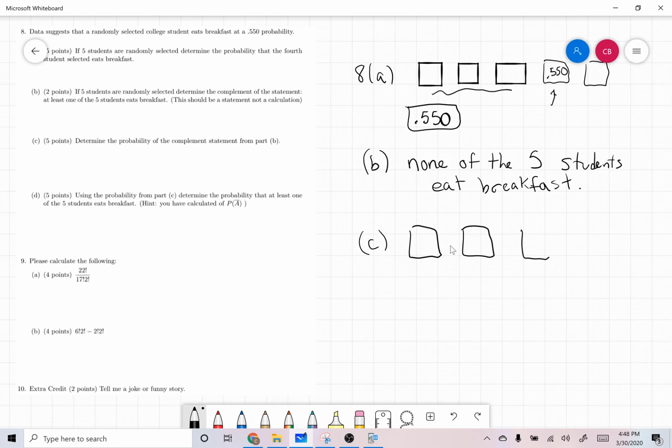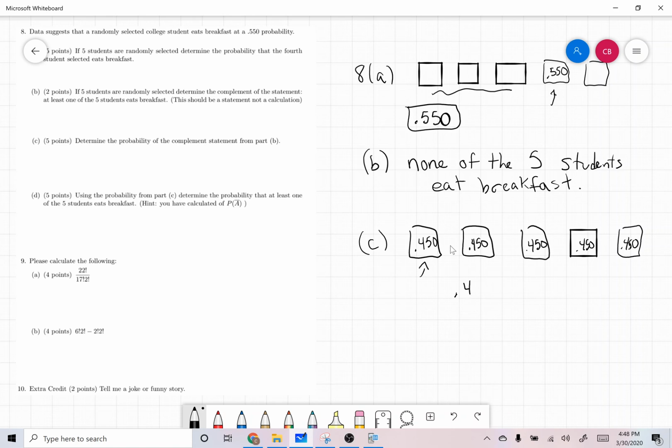1, 2, 3, 4, and 5. I thought that was a circle. That's pretty bad. Anyways, that means I'm just drawing horribly. So what's the probability that this person does not eat breakfast? Well, if it's a 55% chance they do eat breakfast, then it's a 45% chance this guy doesn't, or she. 45%, 45%, 45%.